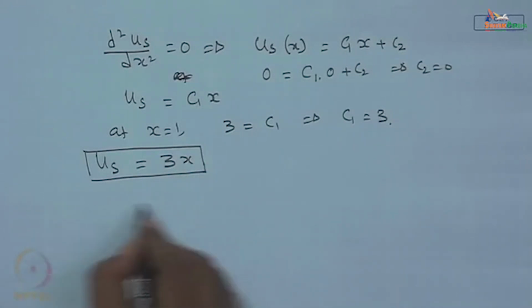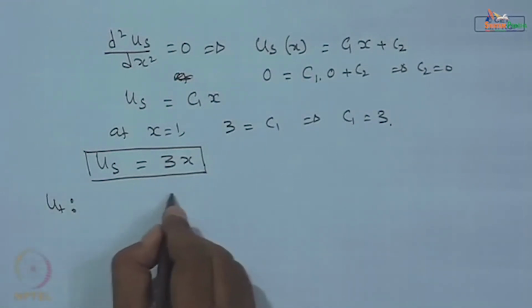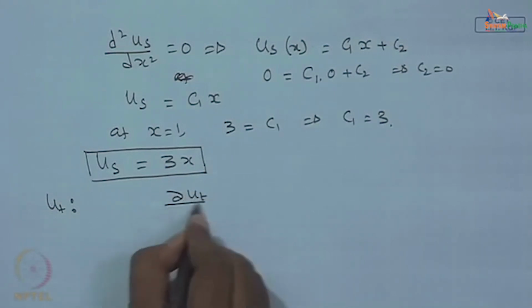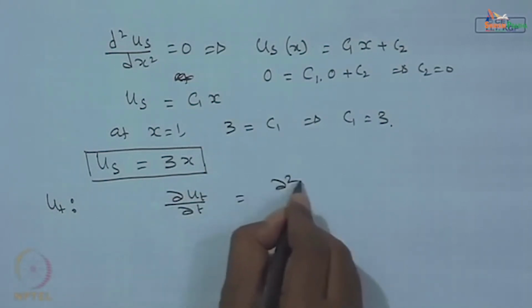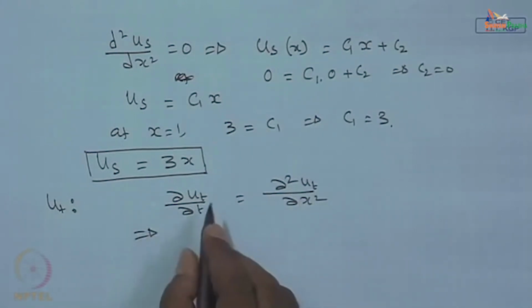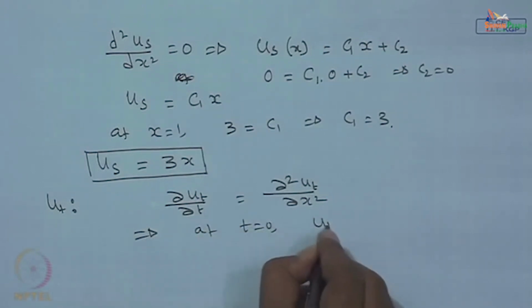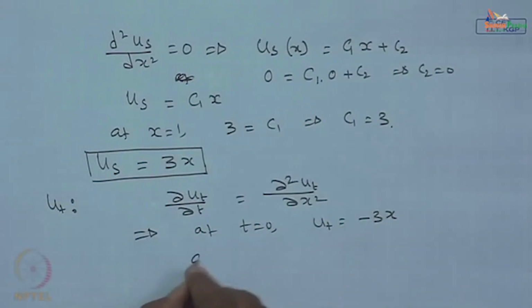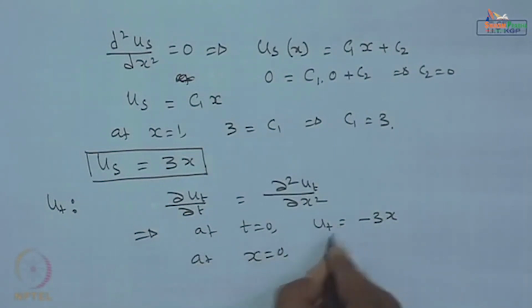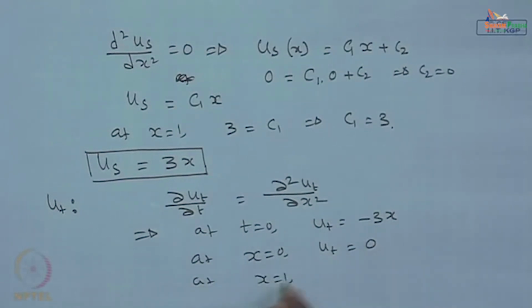So, u t becomes, if you look into the solution, the condition on u t, it will be del u t del t is equal to del square u t del x square. So, at time t is equal to 0, your u t is equal to minus 3 x. At x is equal to 0, we had u t is equal to 0, at x is equal to 1, we had u t is equal to 0. So, just only one correction.